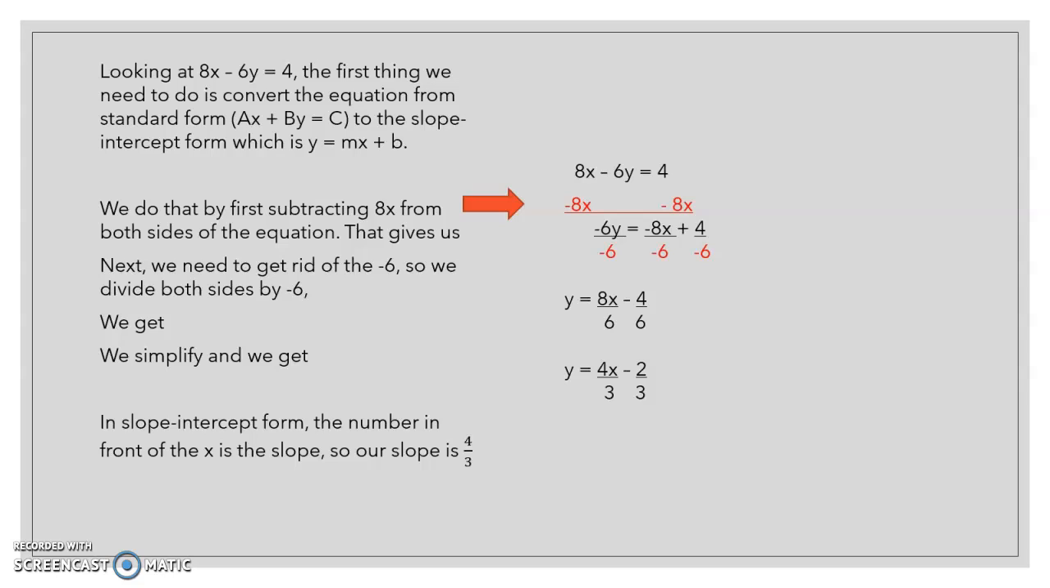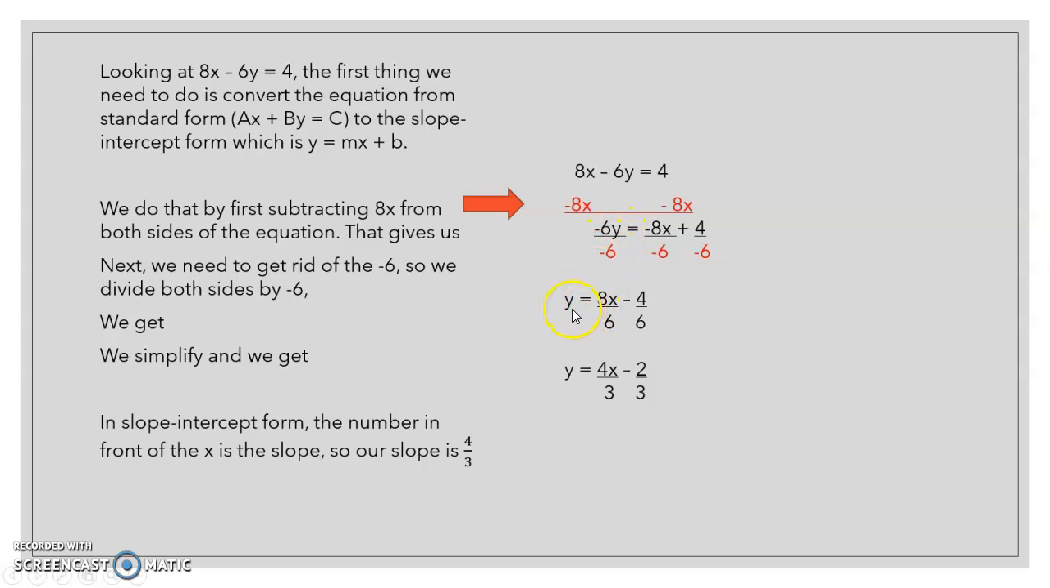Looking at 8x minus 6y equals 4, the first thing we need to do is convert the equation, which is now in standard form, to the slope-intercept form, which is y equals mx plus b. We do that by first subtracting 8x from both sides of the equation. That gives us -6y is equal to -8x plus 4. Then we need to divide everything by -6 so that we can get the y by itself.